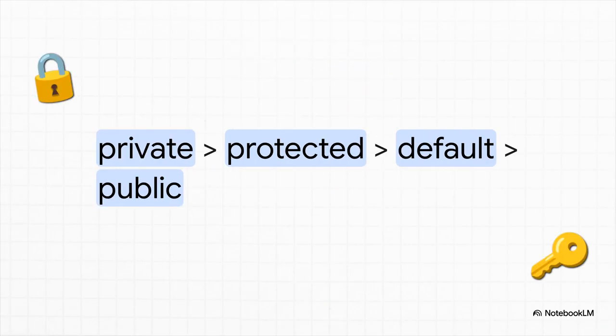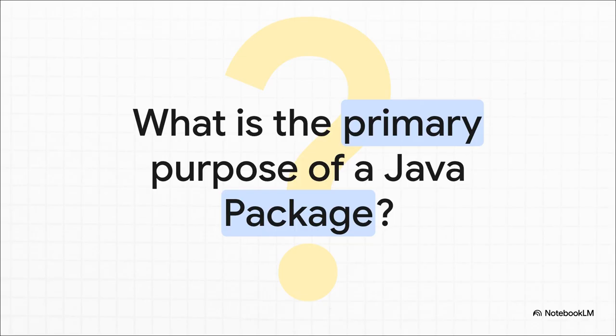The correct order, from most restrictive to least, is private, then default, then protected, and finally public. Getting the order of default and protected right is a common exam trap, so be careful. Protected is slightly less restrictive because of that special inheritance rule. Okay, next question. Why do we even bother using packages in our projects? Think about the big problems they're designed to solve.